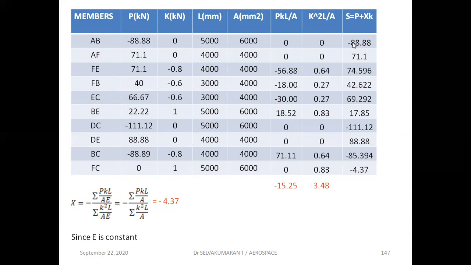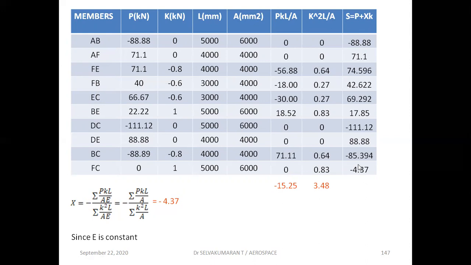Now S is equal to P plus XK. So this is the X value, S is equal to P plus XK. For example, member AB: the P value is this, the X value is this, so minus 88.8 plus minus 4.37 into 0. You will get this value. Like this, for each and every individual member, you can calculate S is equal to P plus XK, where this column gives you the actual member force for the given statically indeterminate structure.